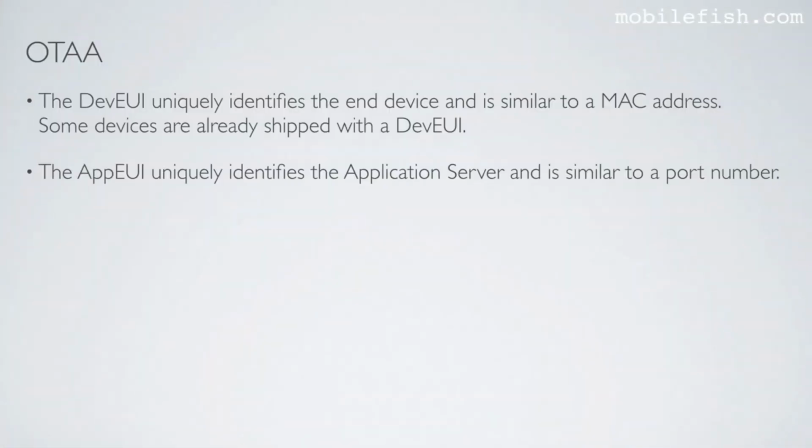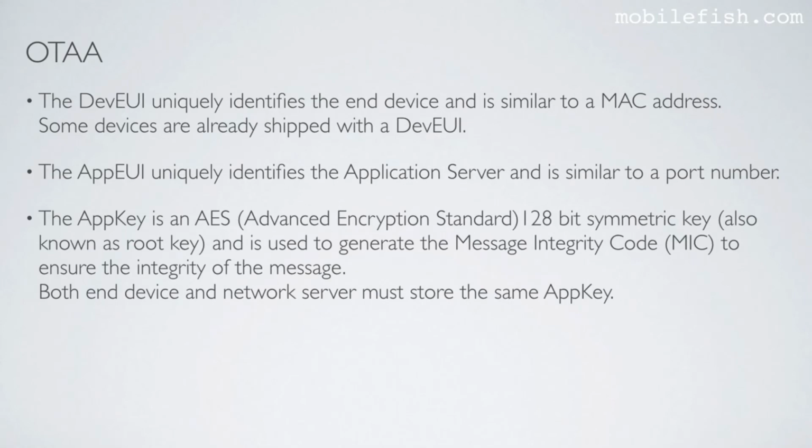The AppEUI uniquely identifies the application server and is similar to a port number. The AppKey is an AES, which stands for Advanced Encryption Standard, 128-bit symmetric key, also known as root key, and is used to generate the message integrity code to ensure the integrity of the message. Both end device and network server must store the same AppKey.